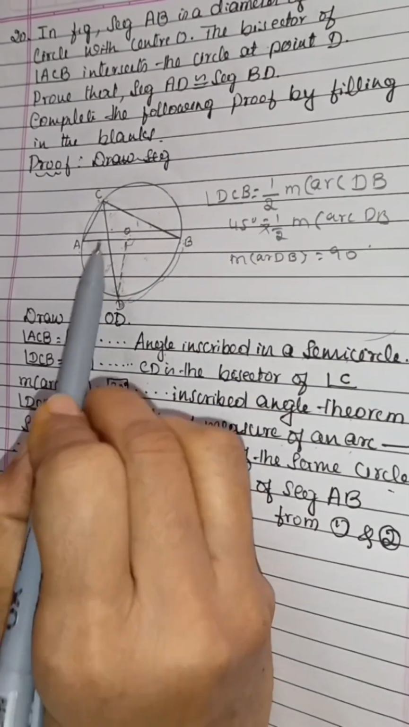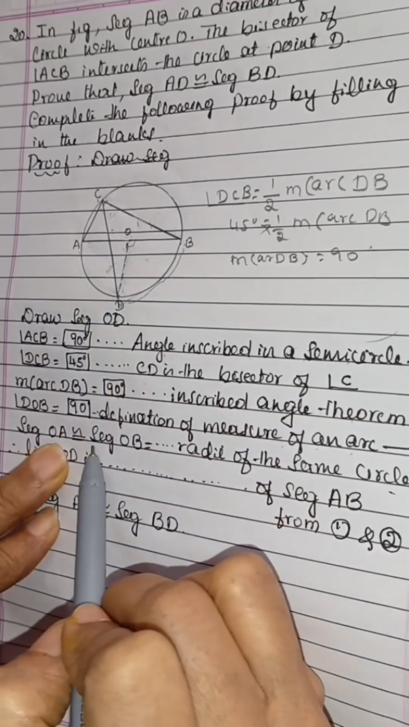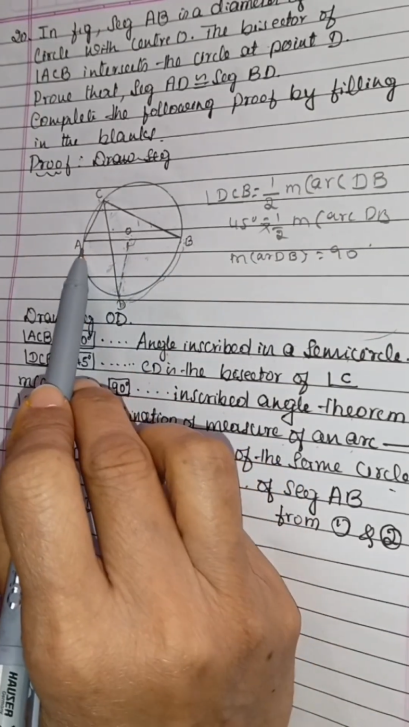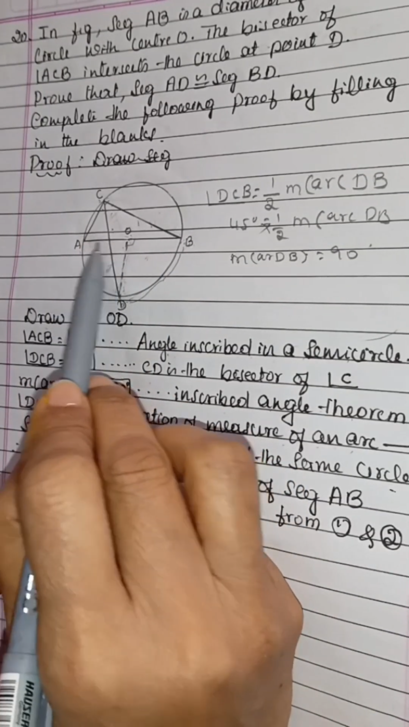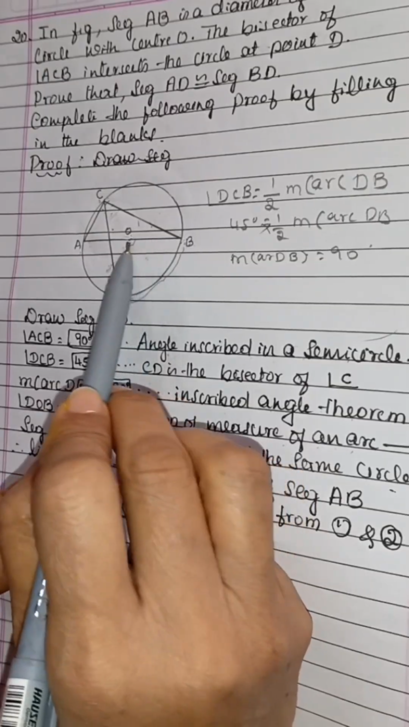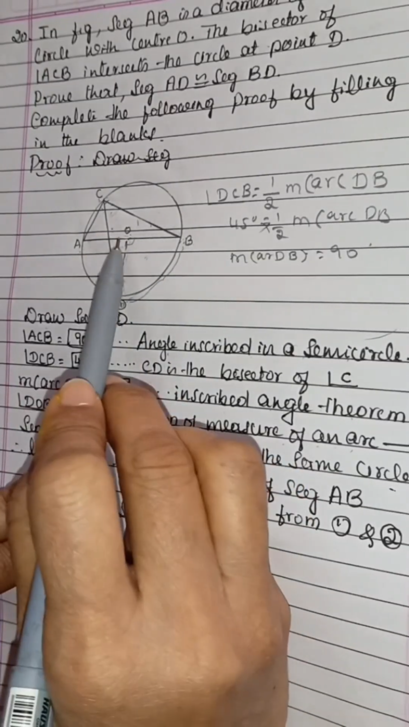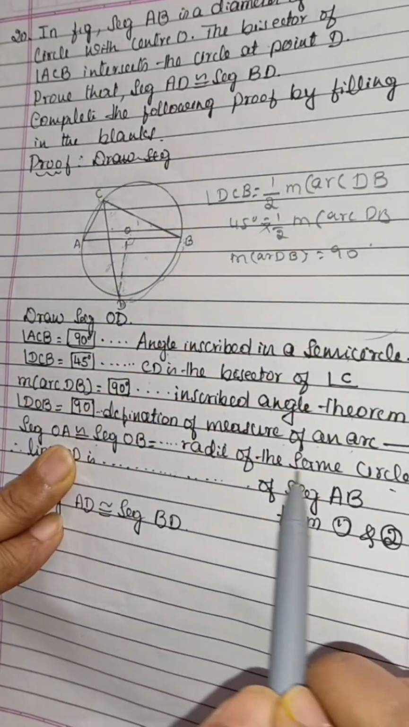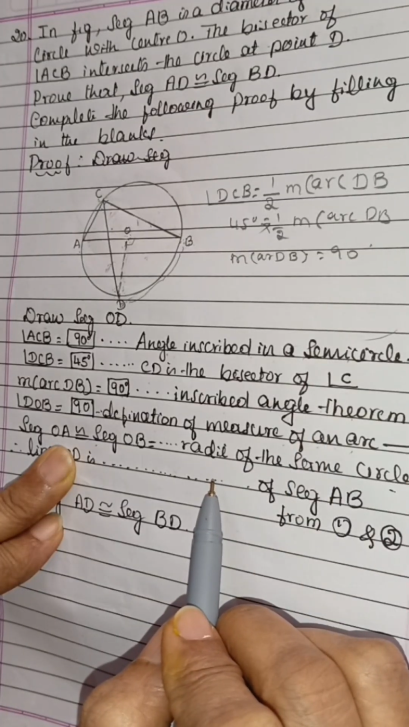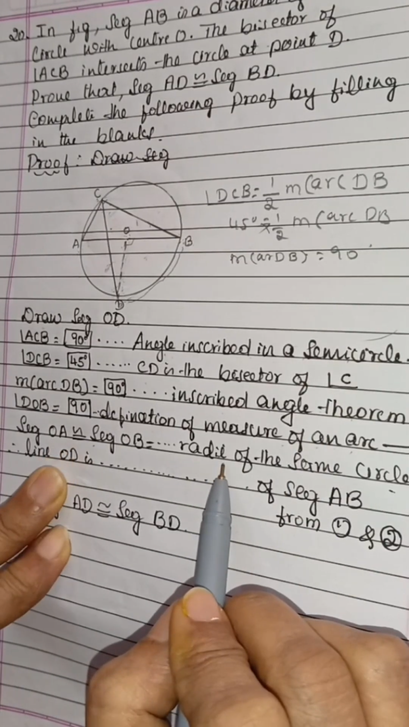Segment OA congruent with segment OB. What are they? AO is the radius of a circle and OB is also a radius of a circle. Therefore, segment OA is congruent with segment OB, that is, radii of the same circle. This is already given. Okay.